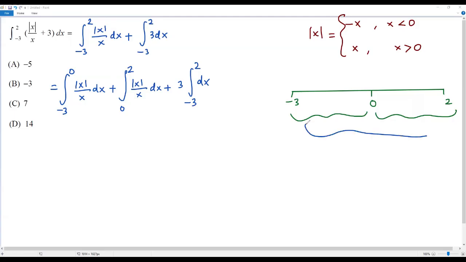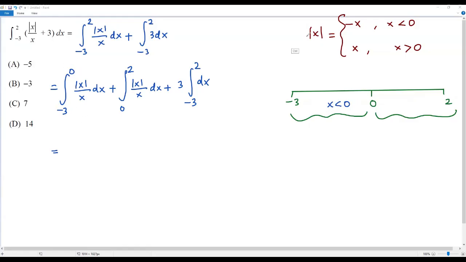When I combine them, I am getting a different integral from negative 3 to 2. Okay, now let's consider the integrand over here, particularly the absolute value of x. Now consider the limits of x. We have limits of x from negative 3 to 0. When x takes a value from negative 3 to 0, that is in this interval, the value of x will be less than 0. That is, x will take negative values between negative 3 and 0.